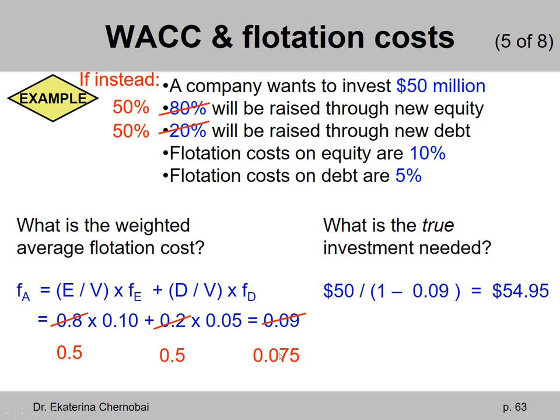And then the new flotation cost will affect the true initial investment for our investment project. We will now divide 50 million by 1 minus 0.075, which will give us 54.05. So it won't cost us as much to start the new project when the flotation costs for the new financing of this project become relatively cheaper.